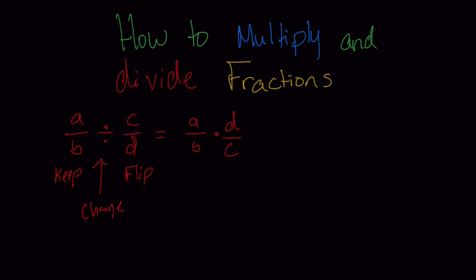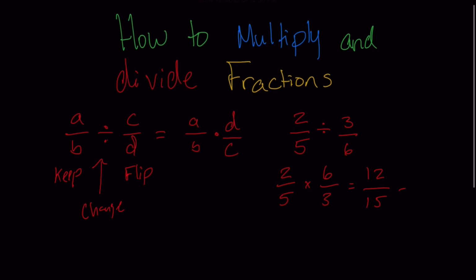So let's apply this. Let's say we have 2 over 5, and this is being divided by 3 over 6. So when I follow my process, I keep, change, flip: keep 2 over 5, change my division to multiplication, and flip my fraction on the end to 6 over 3. Now I multiply. 2 times 6 is 12. 5 times 3 is 15. And then we simplify. What goes into both 12 and 15 is 3. 3 goes into 12 4 times, and into 15 5 times to give me my simplified fraction of 4 over 5.